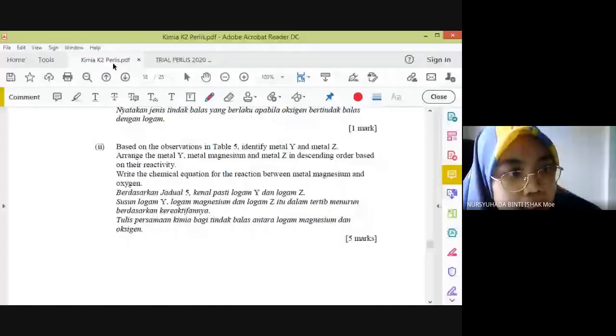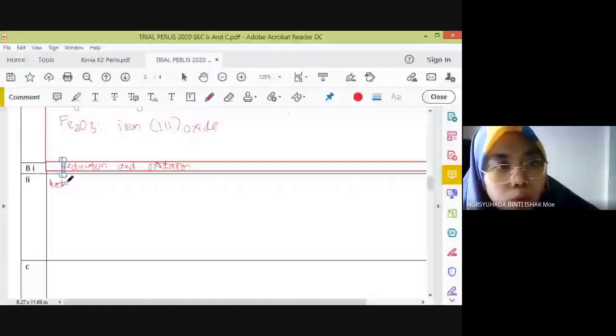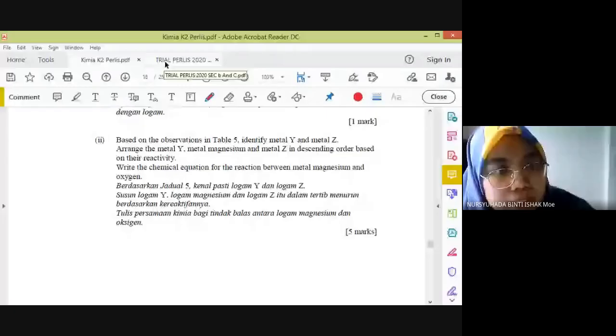Okay, so metal Y and metal Z. Dah jawab dah tadi pun. Okay, metal Y is copper. Metal Z is zinc. And then dia suruh susun ikut descending order. Maksudnya yang paling reaktif to the less reaktif. So yang paling reaktif adalah Mg followed by zinc and then copper.